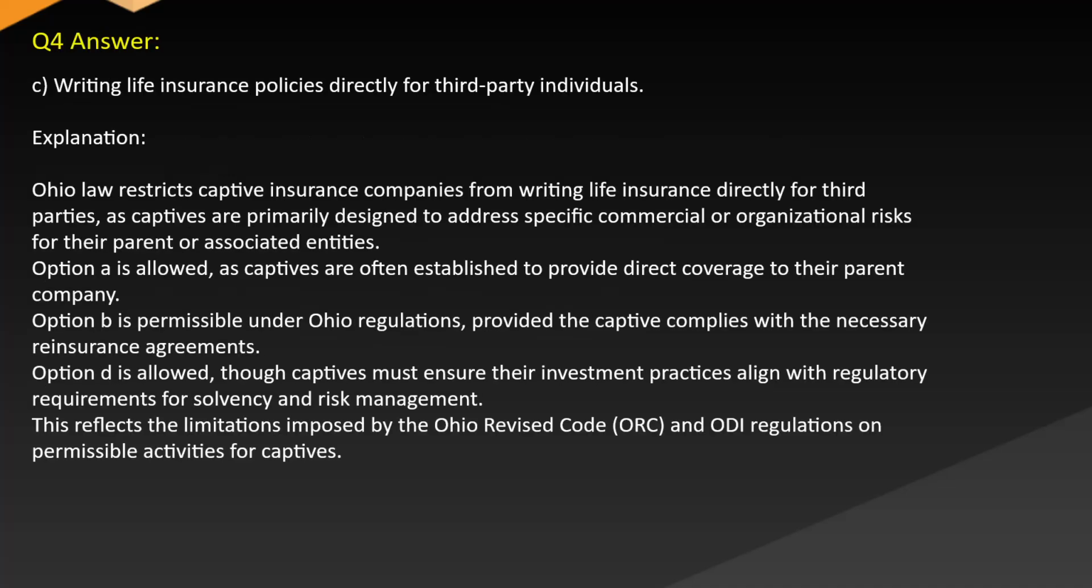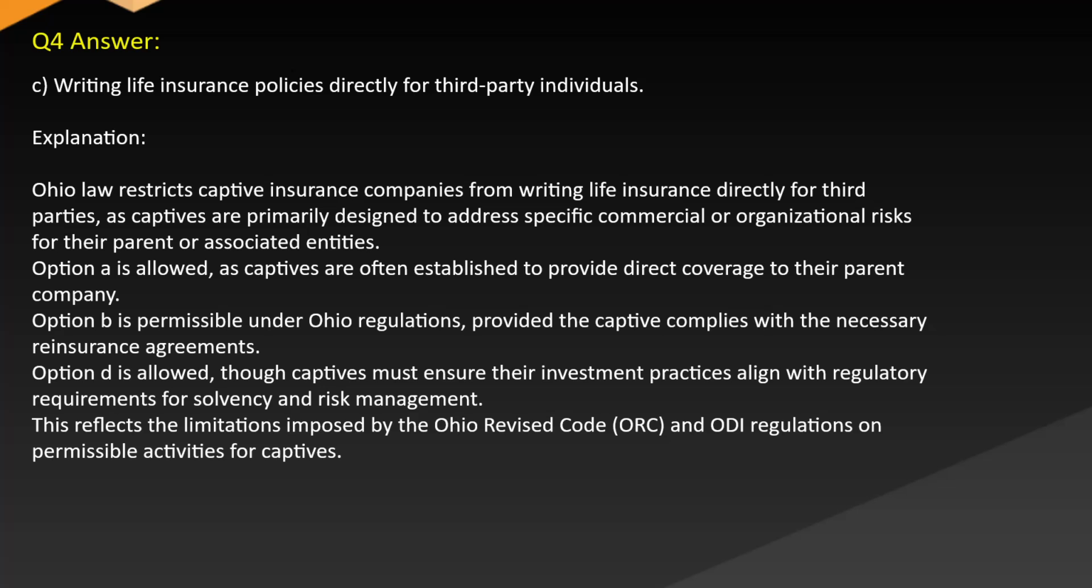Answer: C. Writing life insurance policies directly for third-party individuals. Explanation: Ohio law restricts captive insurance companies from writing life insurance directly for third parties, as captives are primarily designed to address specific commercial or organizational risks for their parent or associated entities.